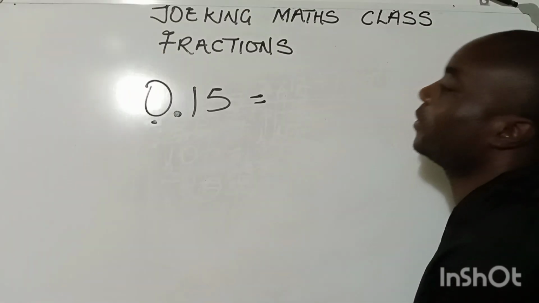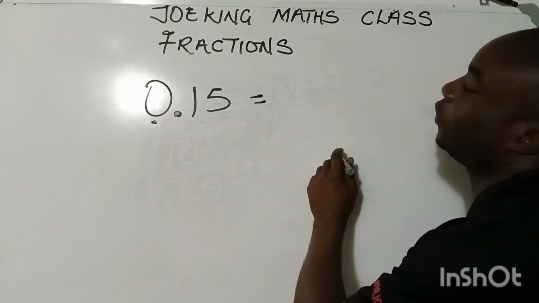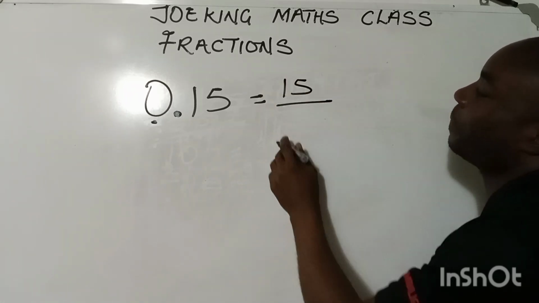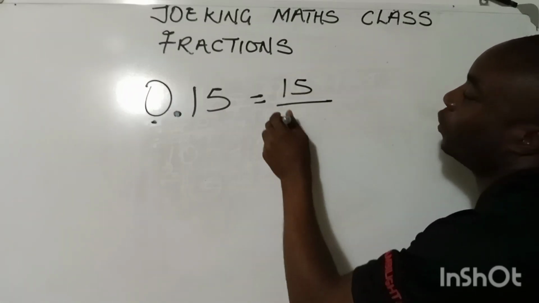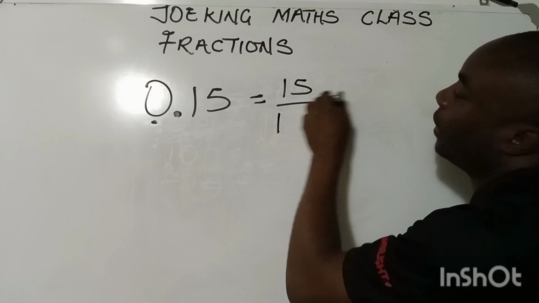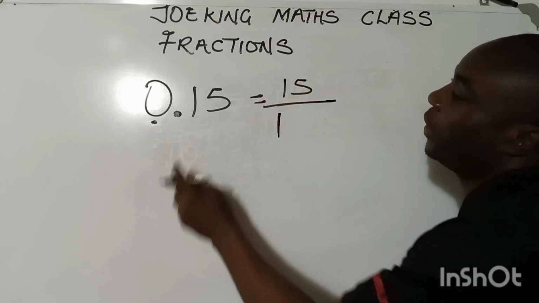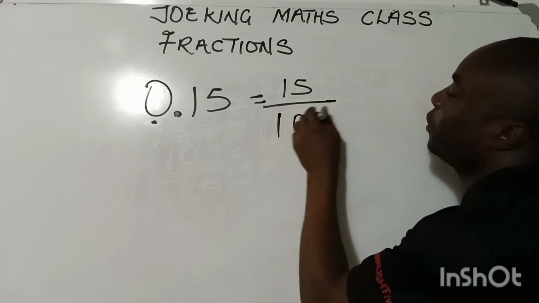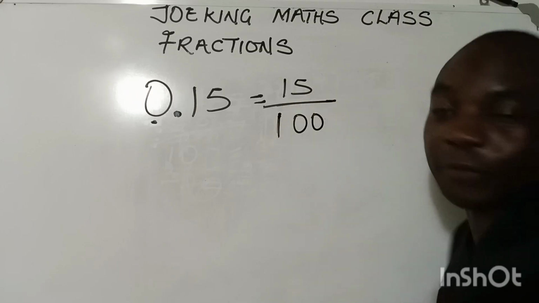Now follow me. So what we do next, we bring down our 15 up here. Then the point changes to our division sign and the 1. After the point, we have 2 digits, so we count 1, 2 zeros. So we have 15 over 100.